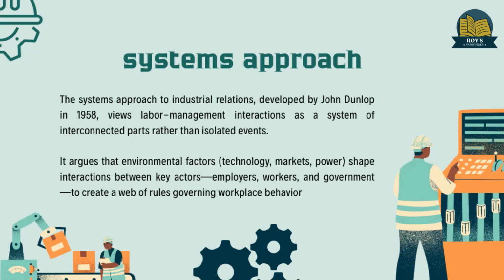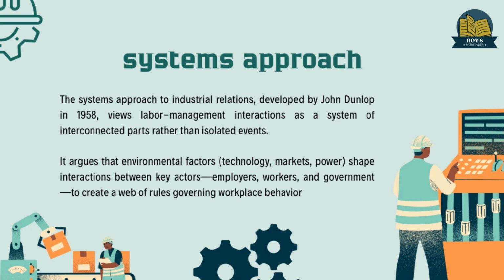Let's talk about the systems approach to industrial relations, which was developed by John Dunlop back in 1958. This perspective sees labor management interactions not as isolated incidents, but as part of a larger, interconnected system. Think of it like a web where every part influences the others. The core idea here is that environmental factors, such as technology, markets, and power dynamics, play a critical role in shaping how employers, workers, and the government interact. These factors help create a network of rules and expectations that govern workplace behavior.